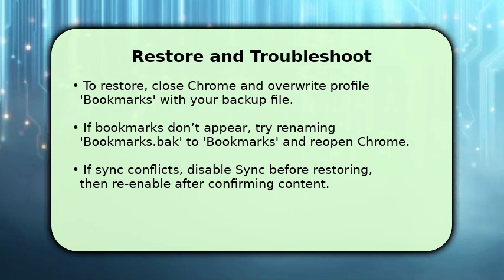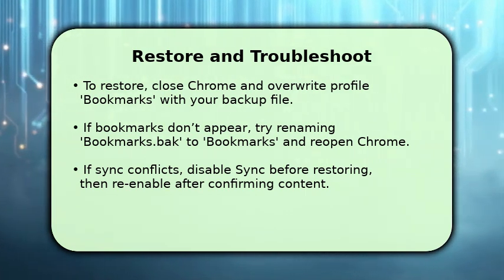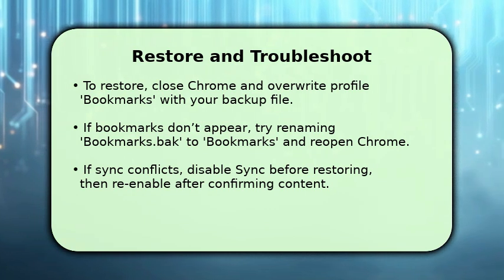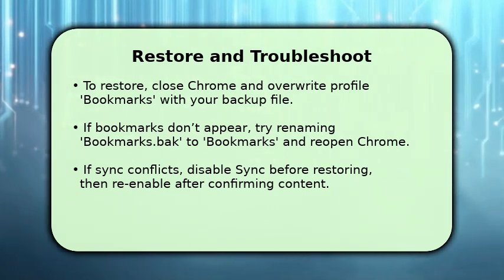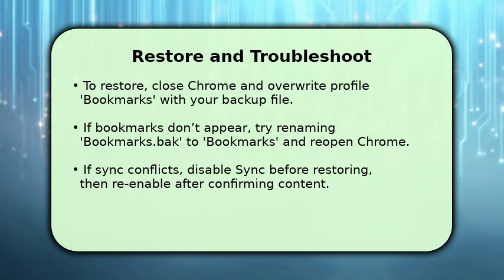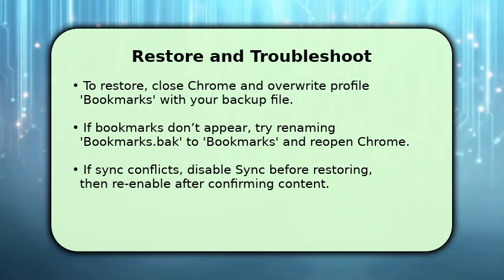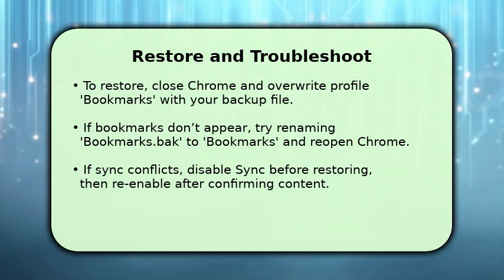Make sure Chrome Sync is turned off before restoring to avoid cloud overwrites. Once restored and verified, re-enable sync so your cloud reflects the local backup. If you still see issues, check file permissions and repeat the copy with elevated privileges.